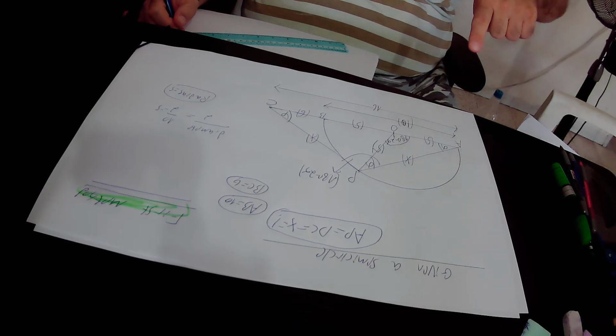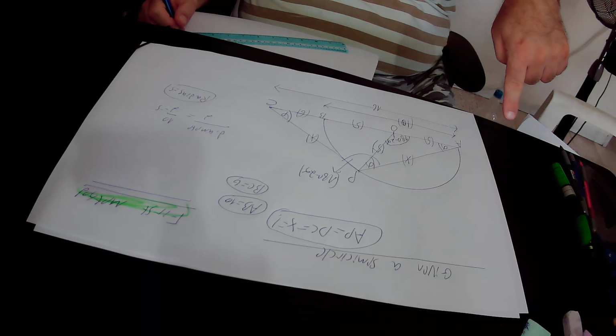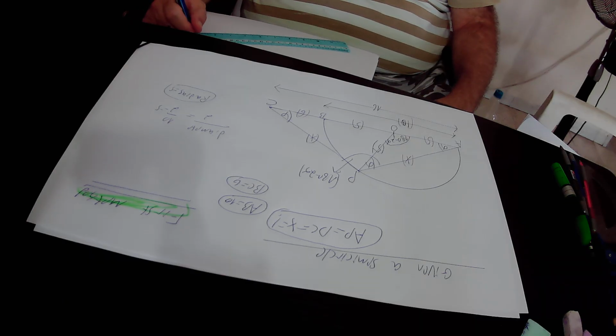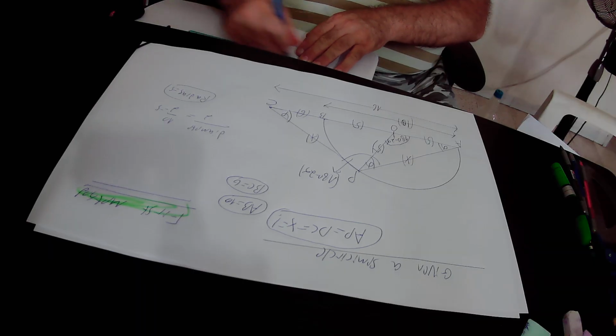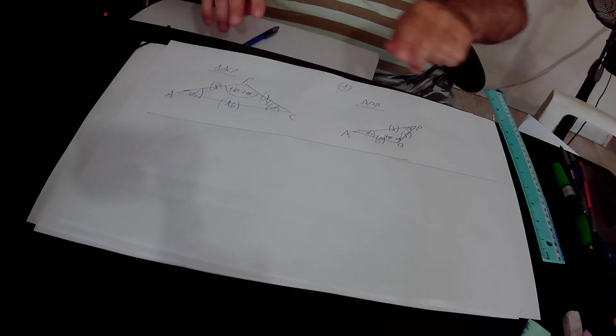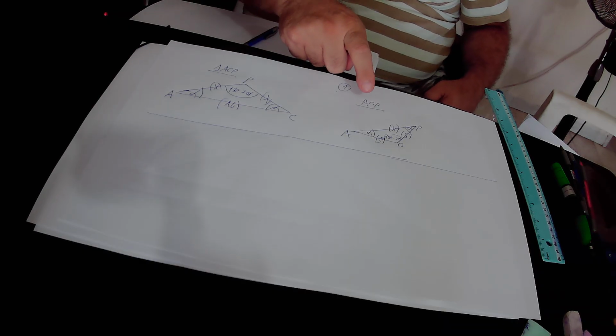Actually, side AP is a common side that belongs to both triangles. Side AP belongs to the small isosceles triangle AOP, and side AP belongs also to the big isosceles triangle APC. So those are the two isosceles triangles that are coming from the original drawing. This is the big isosceles triangle ACP, and this is the small isosceles triangle AOP.